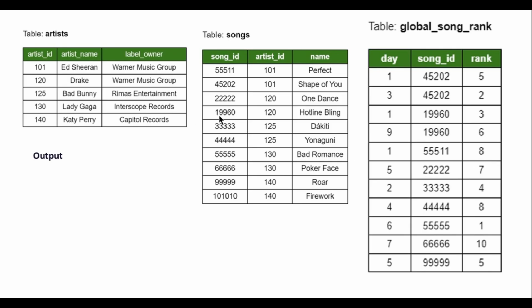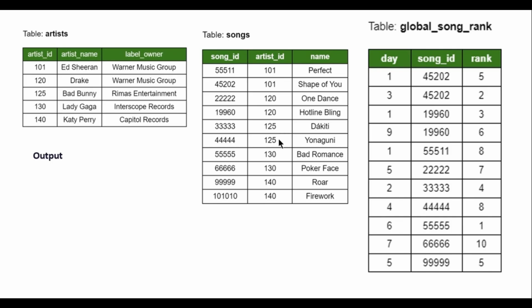Now, if we see for the 19960, we can see that there are two appearances: on day 1 with rank 3 and on day 9 with rank 6. So in total, we have three appearances for this particular artist as well. So for artist ID 101 and for artist ID 120, we can see that three appearances are there in total.